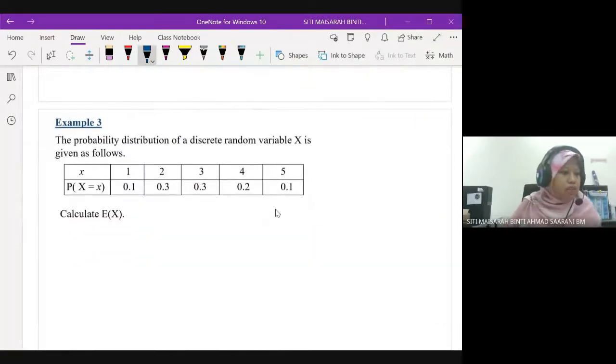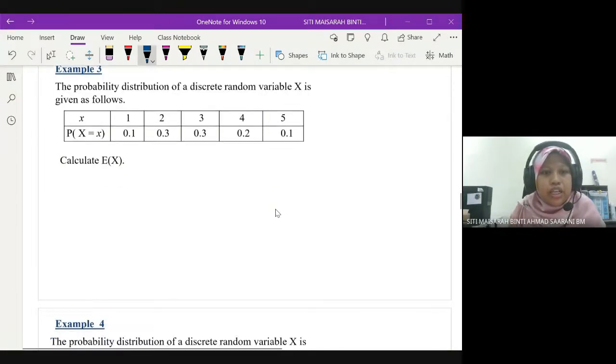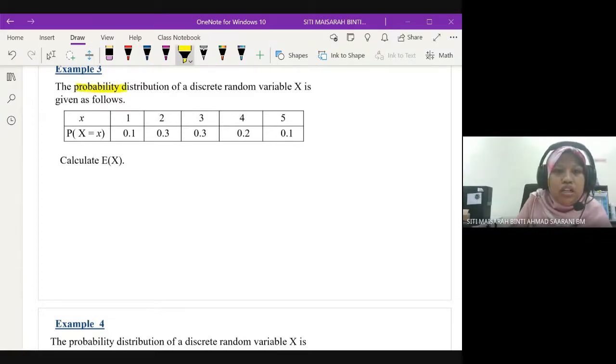Alright, kita tengok example 3 ya. Okay. Dia kata, dia bagi kat sini, the probability distribution of a discrete variable X is given as follows. Dia bagi PDF. Dia given PDF of discrete random variable X. Okay. So we have X, 1, 2, 3, 4, 5 and probability X equals to X as follows lah. X1 until 5. Okay. Calculate EX. Calculate EX, expectation of X.